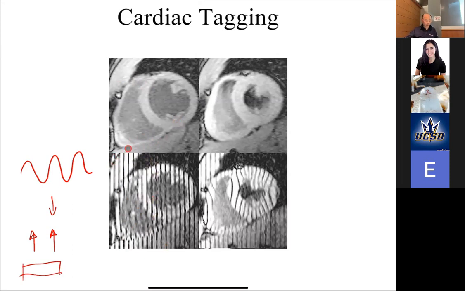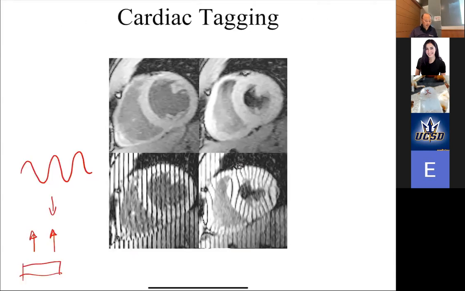Okay. And so here you've actually implanted the lines in the heart itself. Okay. So now since those are lines of magnetization in the heart itself, when the heart deforms, those lines will also deform. Okay. And so if you're a bioengineer, now you can start thinking about measuring stress and strain, right? And so this is done clinically in certain cases to sort of get a sense of, for example, if you have hypertrophy in a heart, stress and strain will be different than if you have a normal heart. Okay.